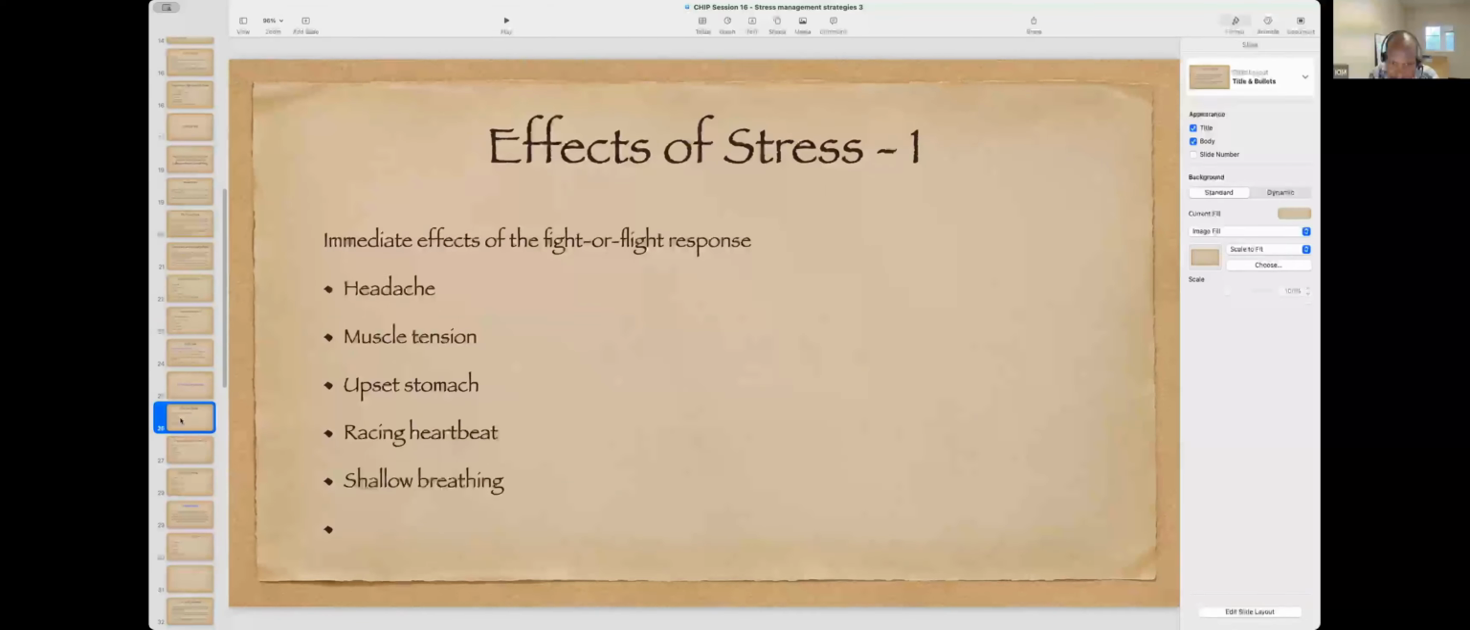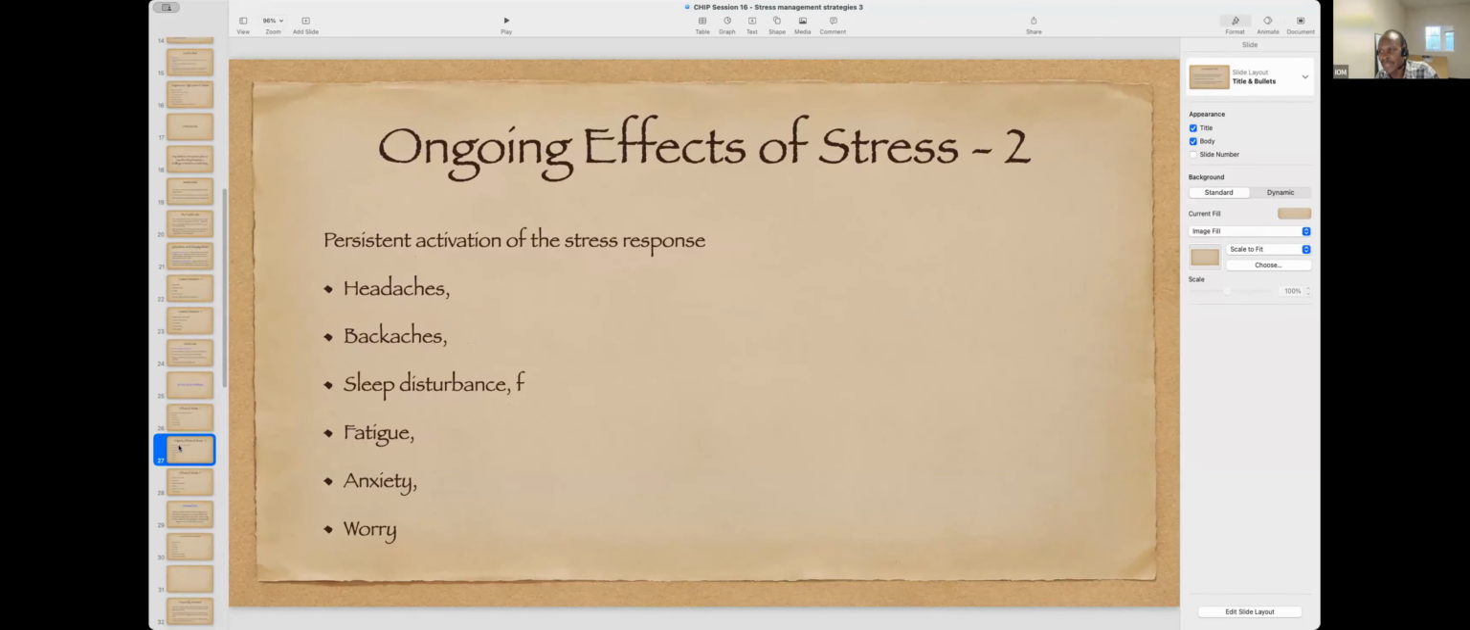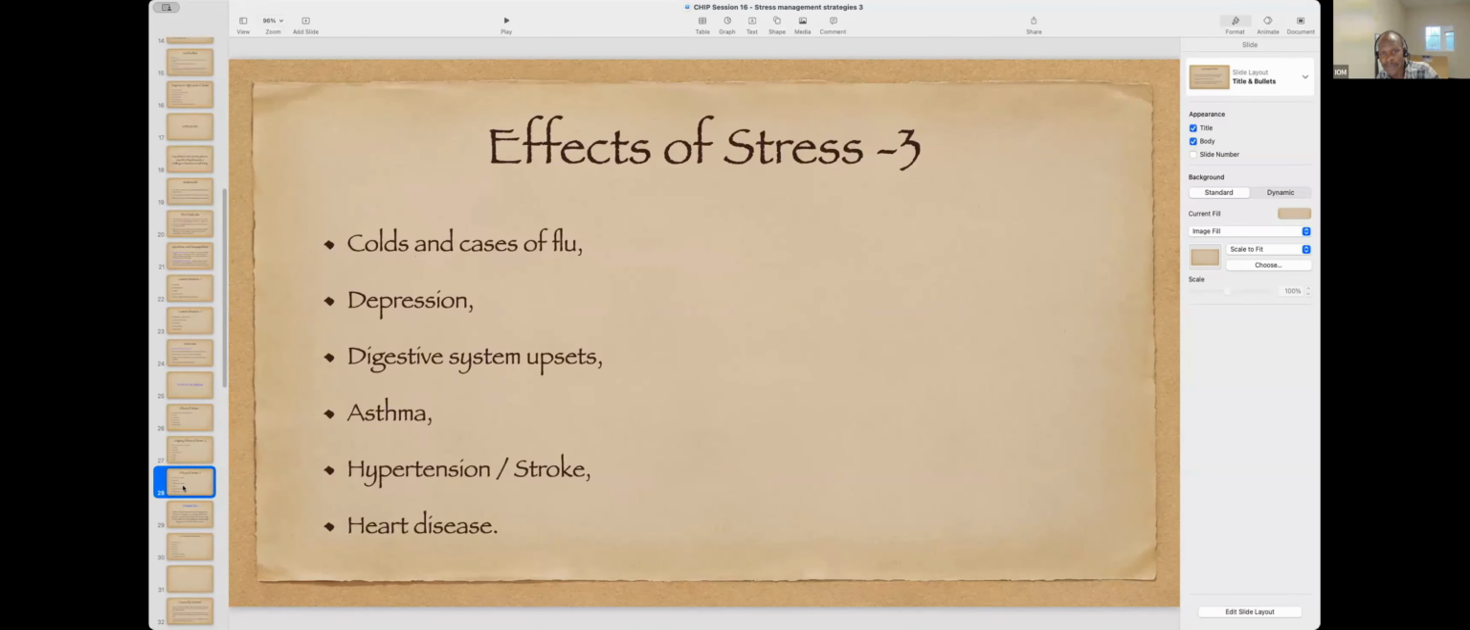You can have headaches, muscle tension, tummy upsets, the heartbeat is faster, you have shallow breathing. That's why when people are distressed, you are encouraged to take deep, slow breaths, because stress is frequently associated with shallow breathing. But when you have persistent activation of the stress response, then the headaches persist. You can have backaches. You can have sleep disturbances. People can have fatigue. You can have anxiety. You can have worry, although anxiety and worry are related in a way, they are different. You can have colds and cases of flu. Depression can set in. The digestive system is frequently affected by upsets.